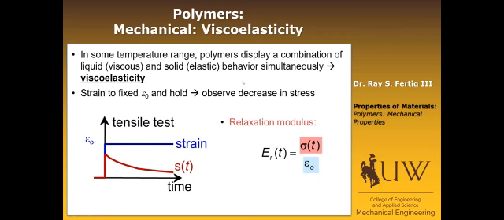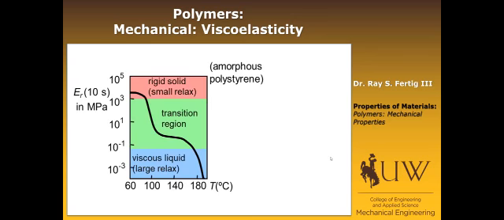We quantify that by what's called the relaxation modulus, which is just the stress as a function of time divided by that applied strain that's fixed. And a lot of times in polymer properties, you'll see this relaxation modulus reported. So I want to show you what that looks like as a function of temperature, because it's very important.